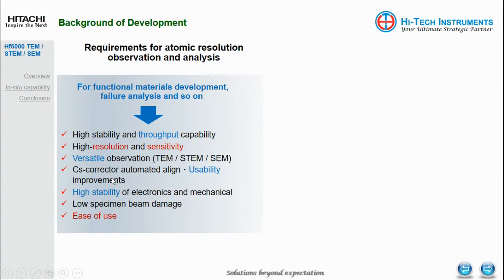And it comes with CS Corrector automated alignment for usability improvement to achieve atomic resolution. You also need high stability of the electronics and mechanics of the system so that it minimizes vibration when you capture atomic resolution imaging. It is also very important to have low specimen beam damage on your sample, and ease of use is very important for the user to operate this dedicated atomic resolution STEM.